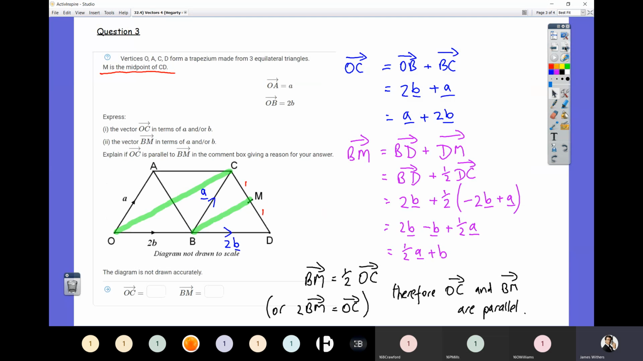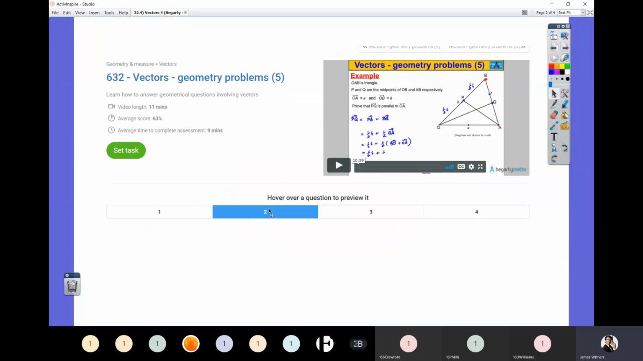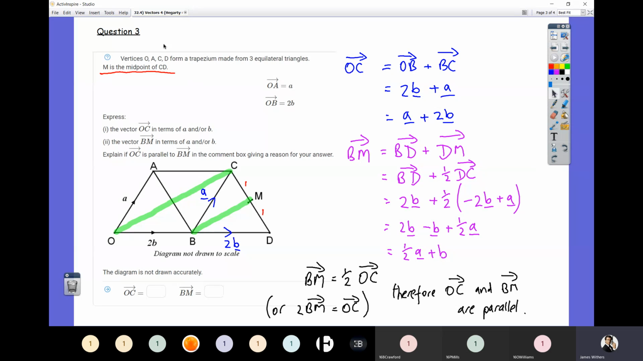So this was a modelling of, oh no, actually, I think I lie. I think I decided 1 and 2 were quite straightforward, and I've just modelled 3 and 4, the harder two. So here's question 3. Let's just take our time on this. Vertices, remember that means corners. O, A, C, and D form a trapezium made from 3 equilateral triangles. And M is the midpoint of CD.